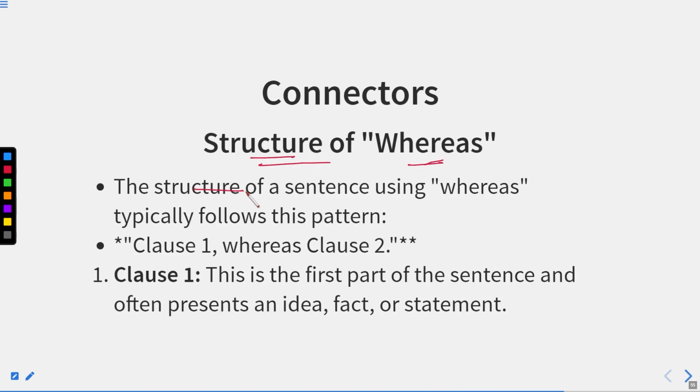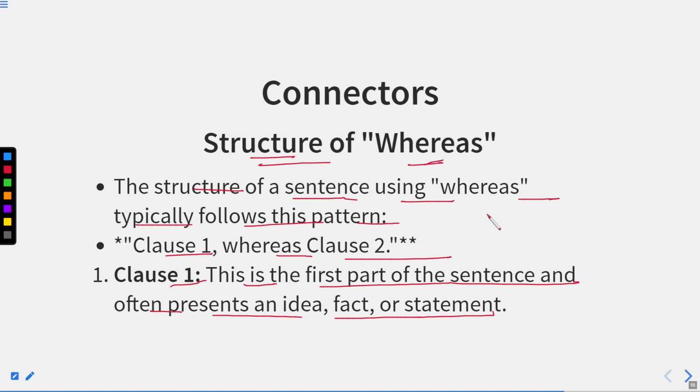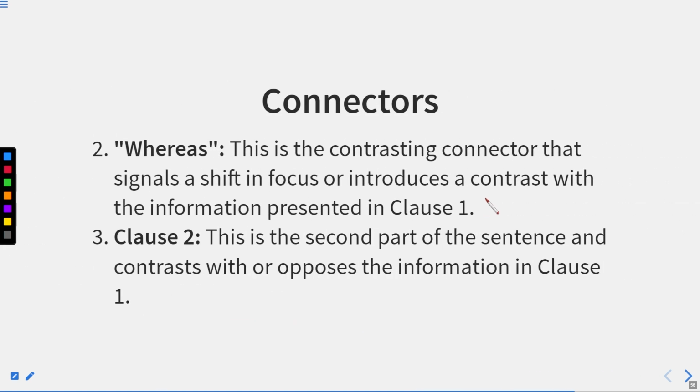Structure of whereas. The structure of a sentence using whereas typically follows this pattern. First of all, we'll have clause 1, whereas, then clause 2. Clause 1 is the first part of the sentence and often presents an idea, fact, or a statement. Whereas is the contrasting connector that signals a shift in focus or introduces a contrast with the information presented in clause 1. Clause 2 is the second part of the sentence and contrasts with or opposes the information in clause 1.